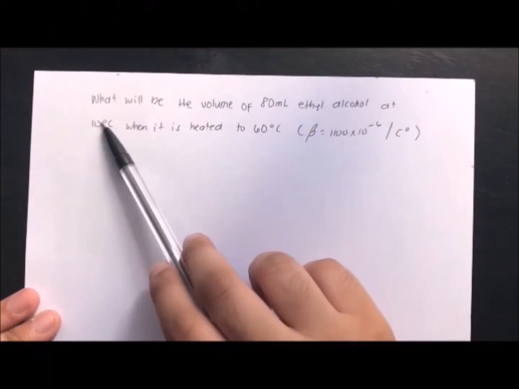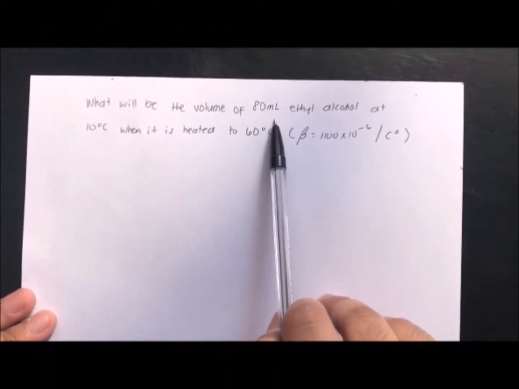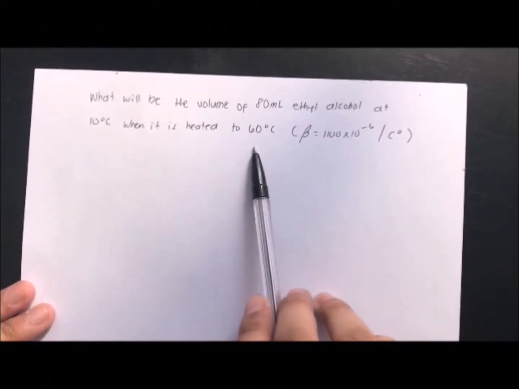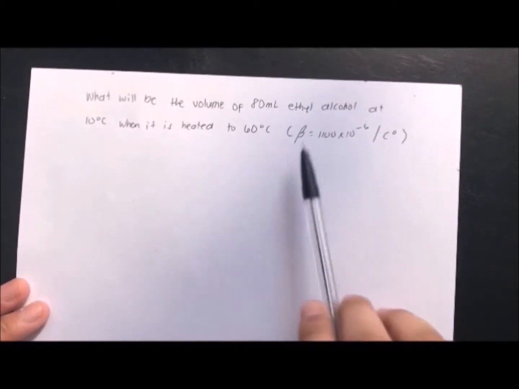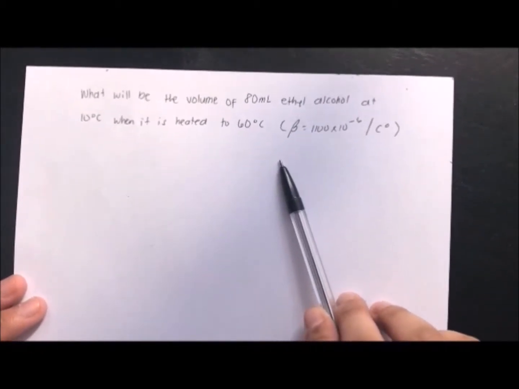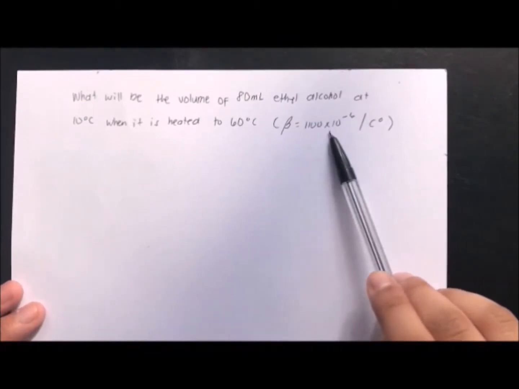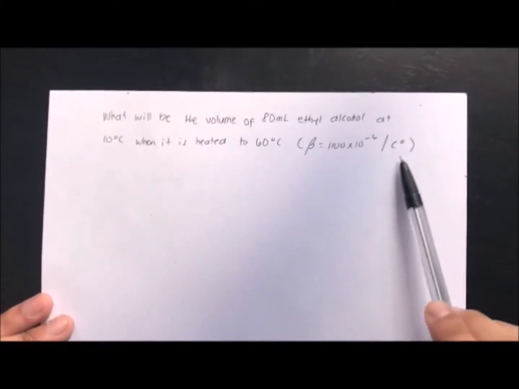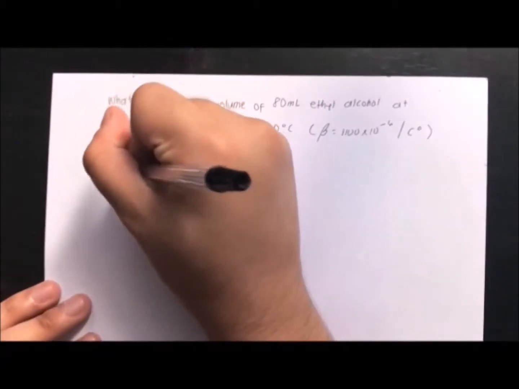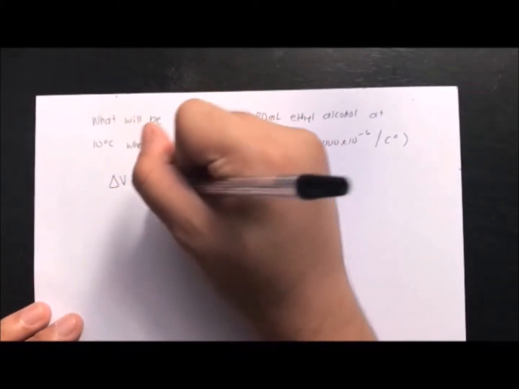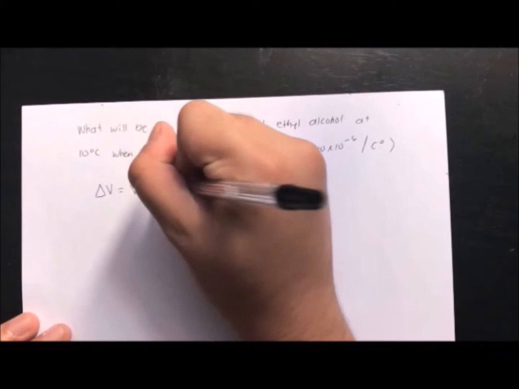The question is, what will be the volume of 80 milliliters ethyl alcohol at 10 degrees Celsius when it is heated to 60 degrees Celsius? With beta from the coefficient of volume expansion table of ethyl alcohol, which is 1100 times 10 to the negative 6 per Celsius degree. The formula that we will use is delta V, which is equal to volume, beta, and delta T.